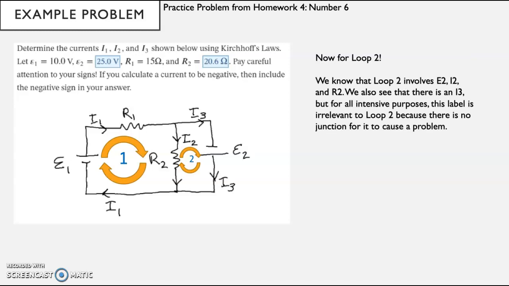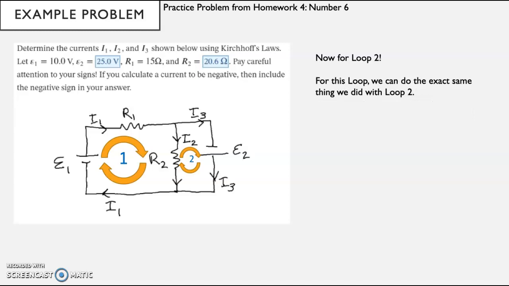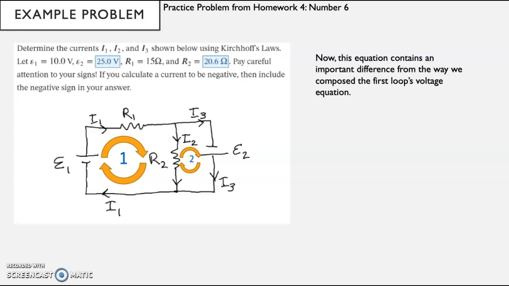So now let's go over loop 2. We know that loop 2 involves E2, I2, and R2. We can also see that there is an I2, but for all intents and purposes, this label is irrelevant to loop 2 because there is no junction for it to cause a problem. For this loop, we can do the same exact thing we did for loop 1. An ideal equation would be E2 plus I2 times R2 is equal to 0.